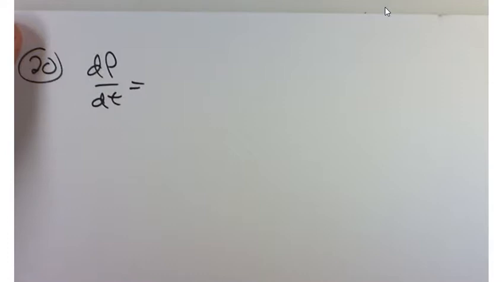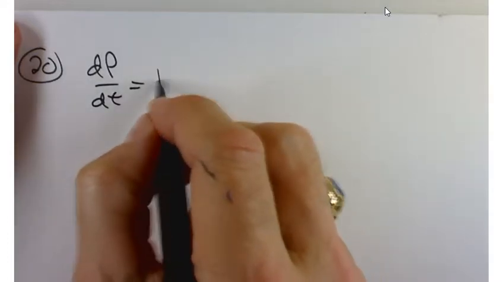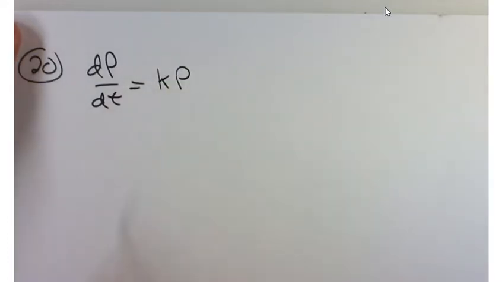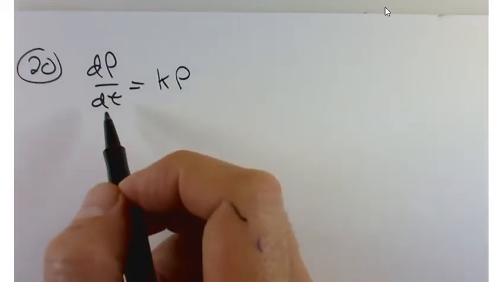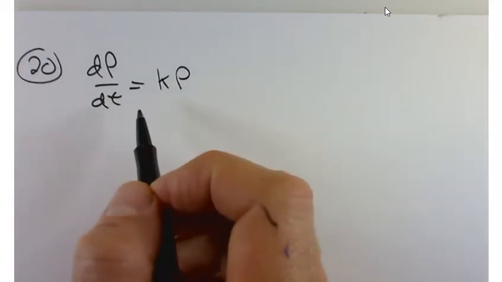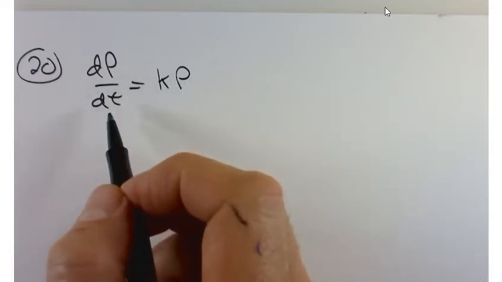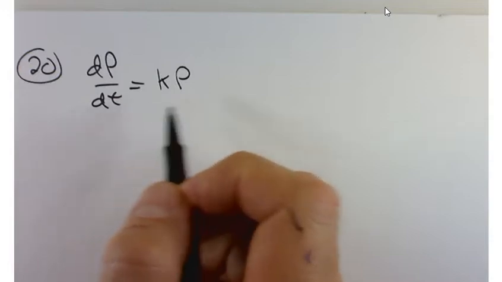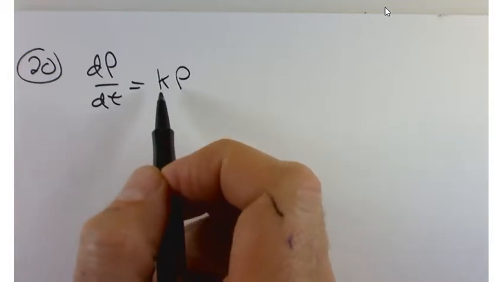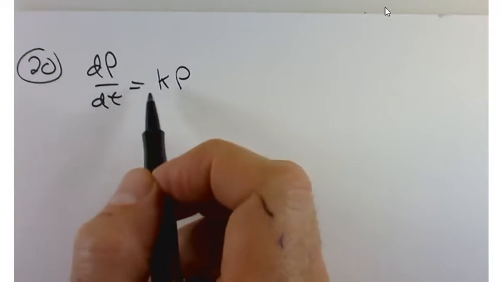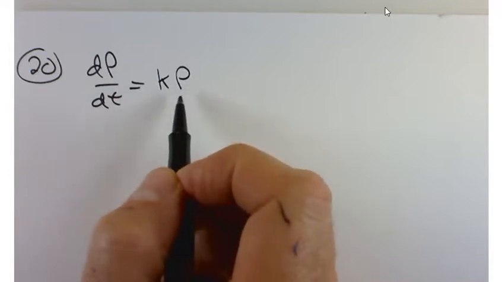dp dt is proportional to p. So the is proportional gives you a k, and then there's your p. This can be applied to a lot of different situations. Population. How much change there is depends on how many people there are. I mean, you're not going to grow by 1 billion people if you've only got 1 million. It's kind of tough. So your rate of change is proportional to what's there already.